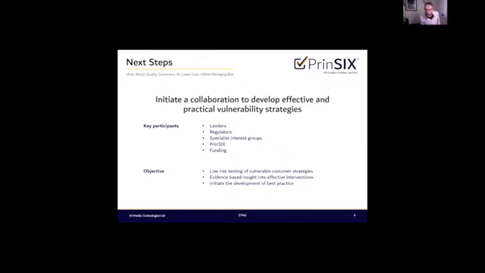Thank you. We'll take one more question, one from Ewan in the sidebar. What do you see as the biggest barriers to adoption of a PrinSIX type approach? So you spoke about some of the barriers of the current approaches and what makes it difficult. What do you think might be some of the barriers to adoption of this model?